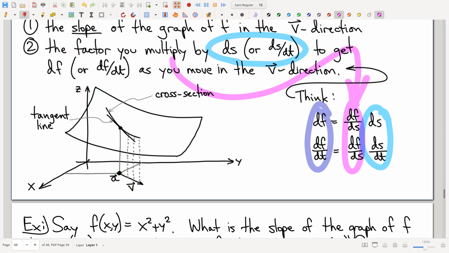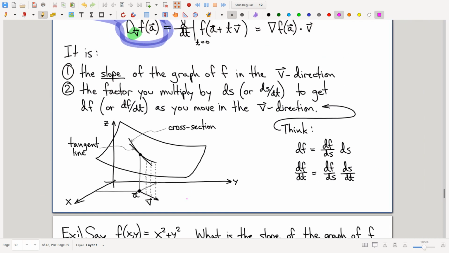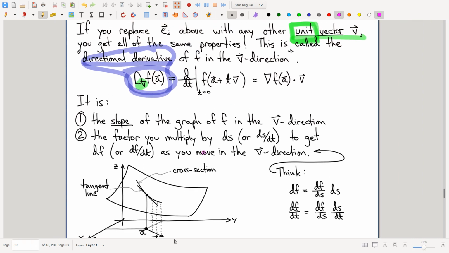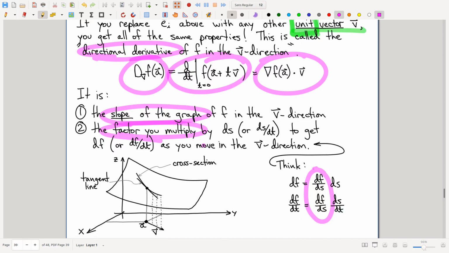But let me just sort of put everything onto the screen now all at once, all together. Given a unit vector, this thing called the directional derivative, denoted like so, equals both of these expressions, can be interpreted as the slope of the graph, can be interpreted as a multiplicative factor, and can be thought of as df ds. All of these things are interpretations of the directional derivative. And what we'll see next time is how to use the fact that all of these things are the same to solve certain problems. Okay, good place to draw the line.